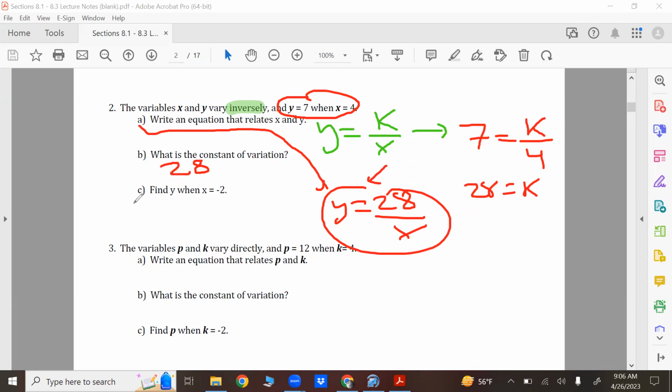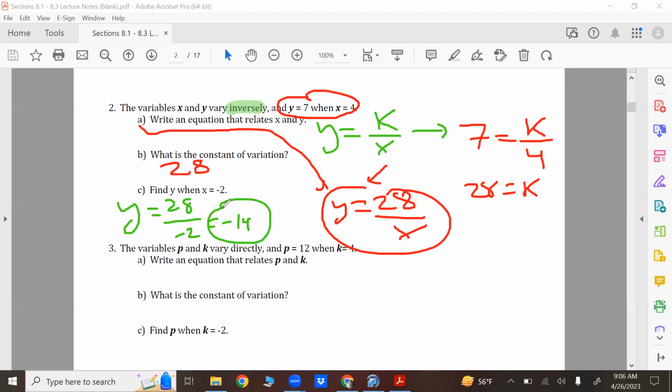Now, let's look at part C. Find y when x equals -2. So that's too easy. What is that going to be? Y equals -14. Boom, got it. Told you stuff's not that hard. It's really easy stuff. There we go. Okay, let's try it again for number 3.